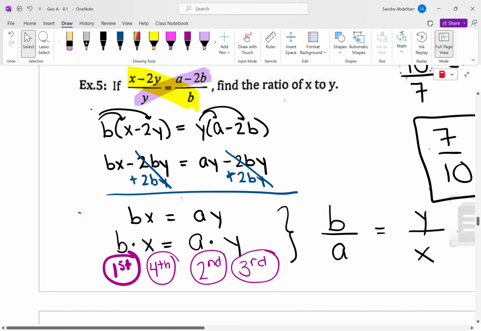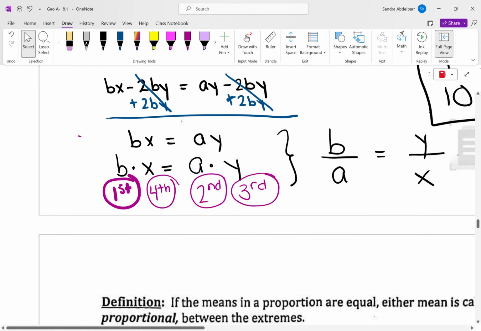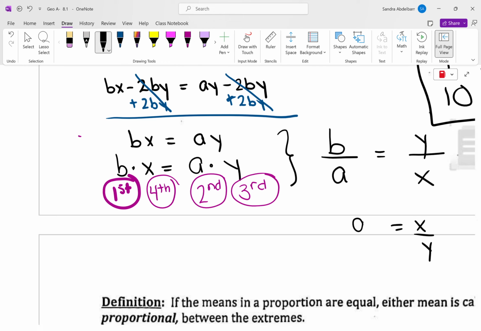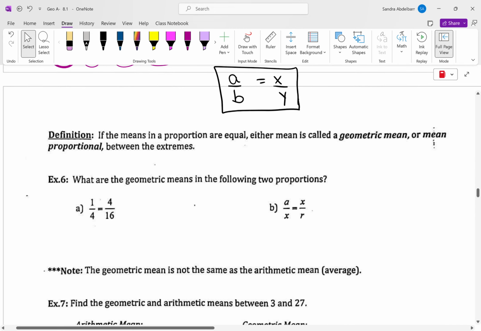But go back, what was I asking for? The ratio of x to y. What ratio did we just write down? We just wrote down y to x. So to get the ratio of x to y, what should I do? Flip it. Flip them both. So the ratio of x to y will be a to b. All right, let's keep going.